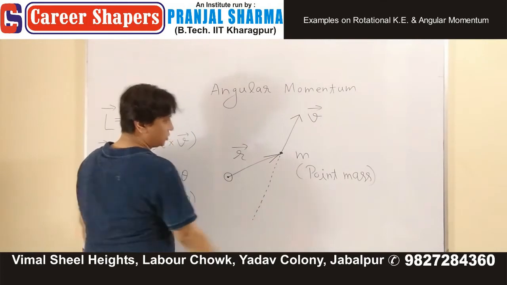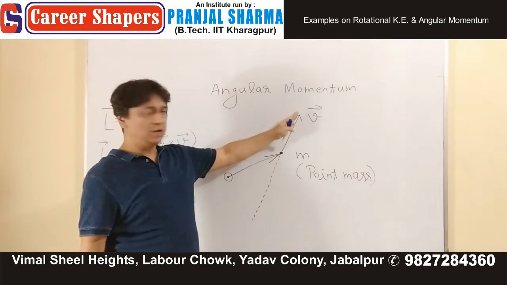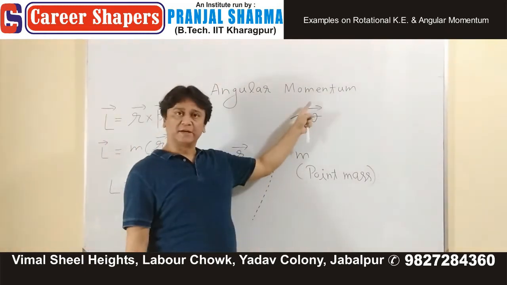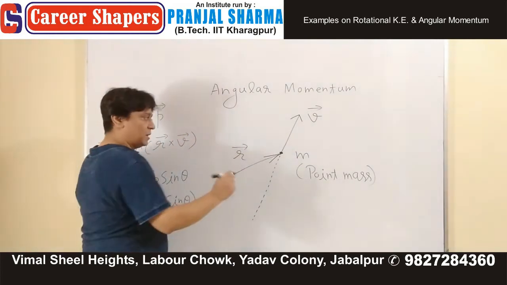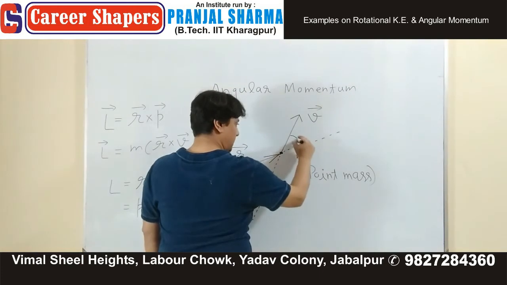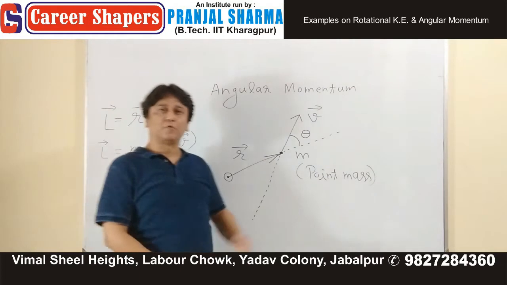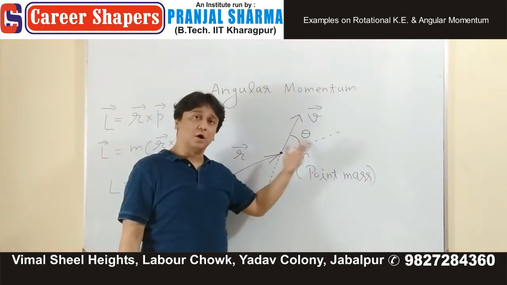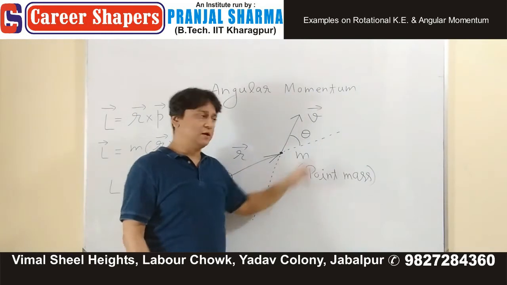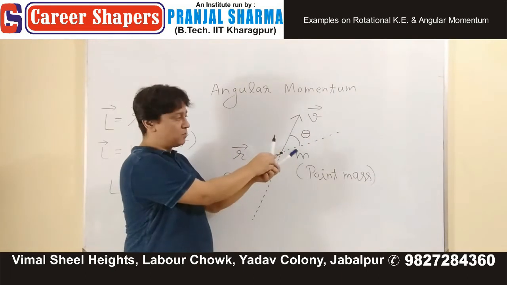This is the direction of linear momentum. Mass m moving in this direction with v. So what is the direction of linear momentum? In the direction of velocity itself. And this angle is theta. The very first laws of rotational motion when we discussed torque. So I have explained how do we decide theta. This is R, this is P or linear momentum.